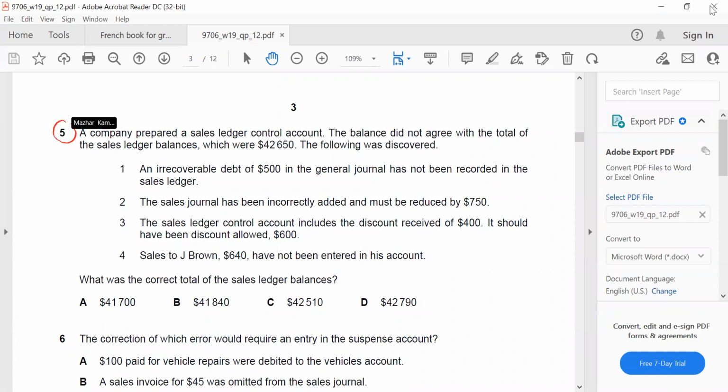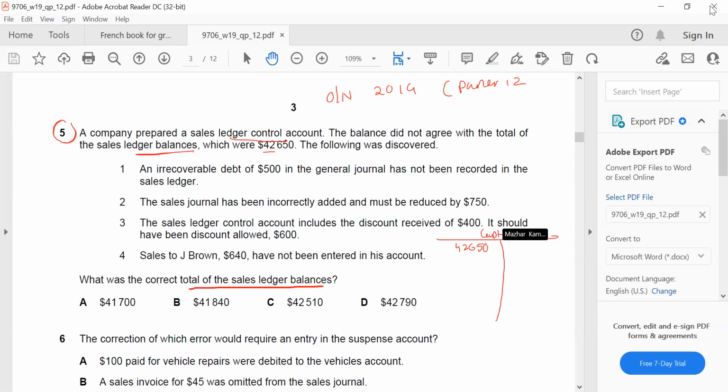Question number 5, October, November 2019, paper 12. What was the correct total SLCA balance, sales ledger balance? The company prepared a sales ledger control account. The balance did not agree with the sales ledger balance, and the sales ledger balance was 42,650. Are you with me? Yeah. Sales ledger means customer account. Okay?